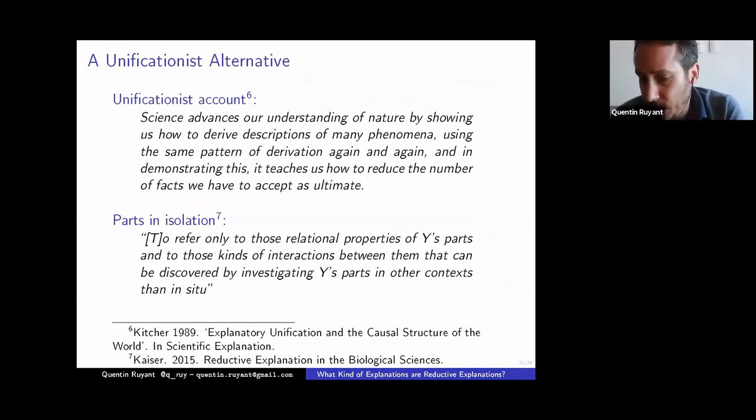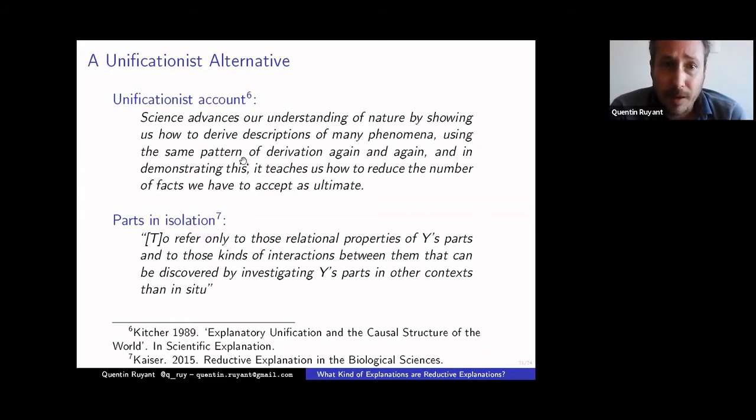So in any case, I would say that a unificationist account of explanation makes more sense in this context. The idea of the unificationist account is given by Philip Kitcher, who says that science advances our understanding of nature by showing us how to derive descriptions of many phenomena using the same pattern of derivation again and again. And in demonstrating that, it teaches us how to reduce the number of facts we have to accept as ultimate.